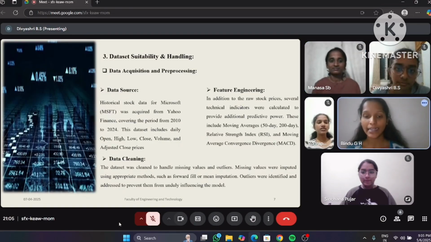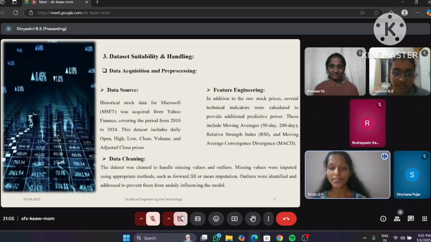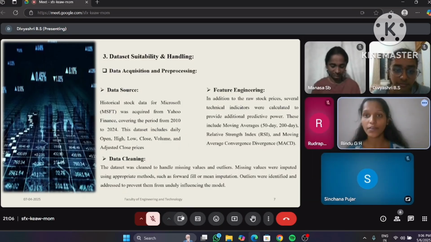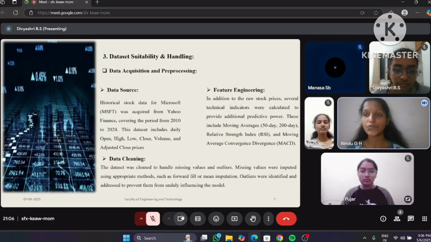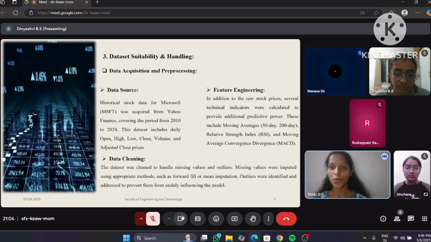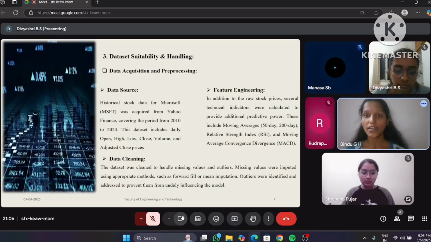Data stability and handling, data acquisition and pre-processing. Data source: the historical stock data of Microsoft was acquired from Yahoo Finance, covering the period from 2010 to 2024. We are going to predict the 2025 stock prices. This dataset included the daily open, high, low, volume, close and adjusted closing prices.